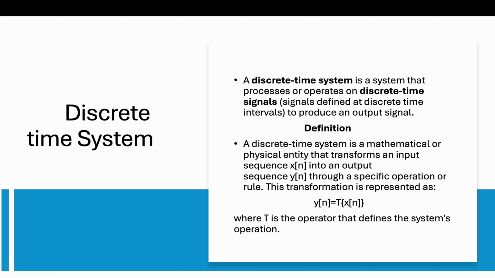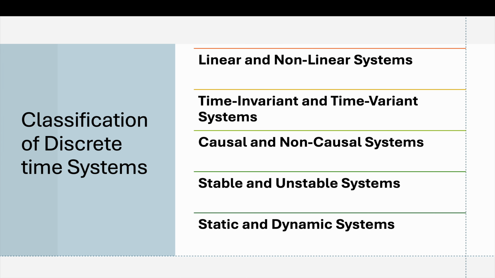Now, why do we have to learn about discrete time systems? In digital signal processing, we try to construct different types of systems, different types of filtering. The entire algorithm which transforms or filters the signal, we can call a system. Even a system can be a physical circuit. Now, we have different classifications of the systems.